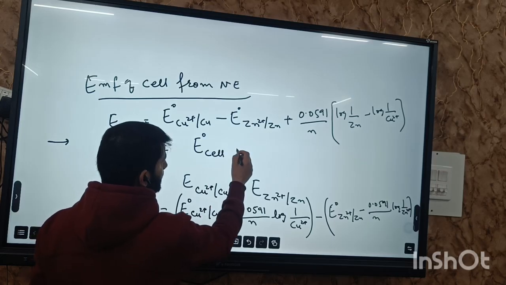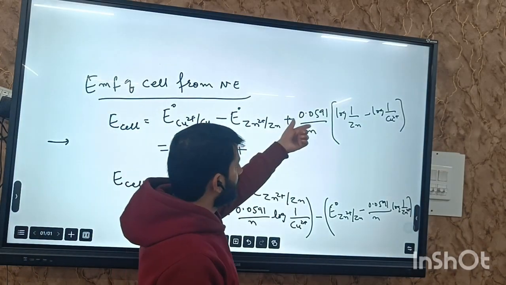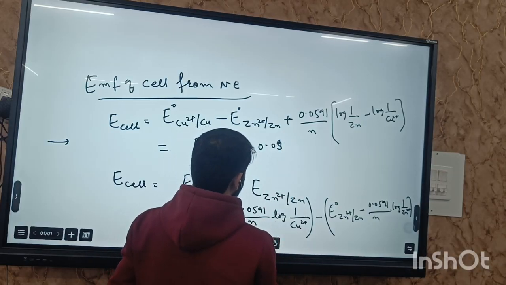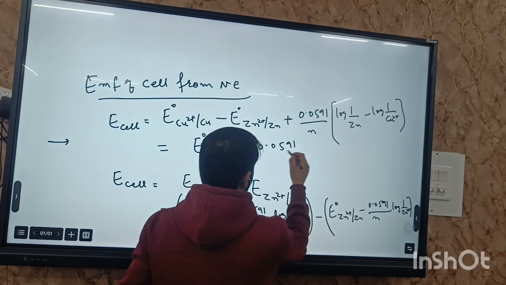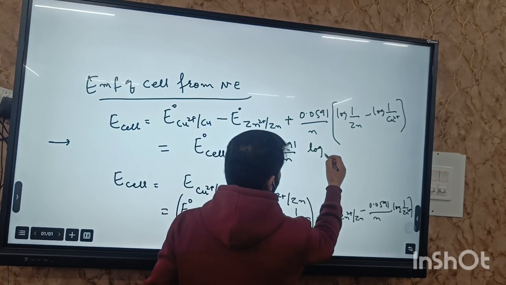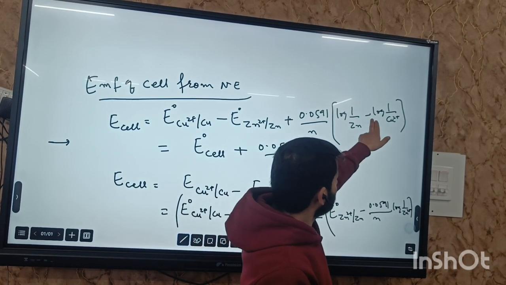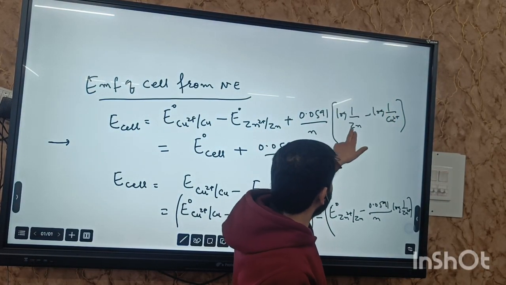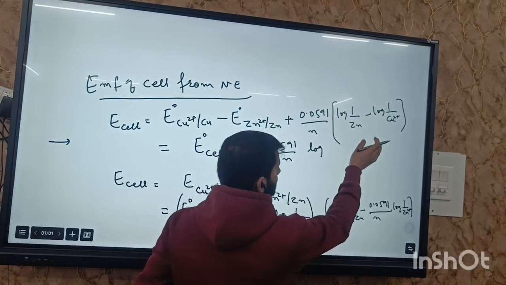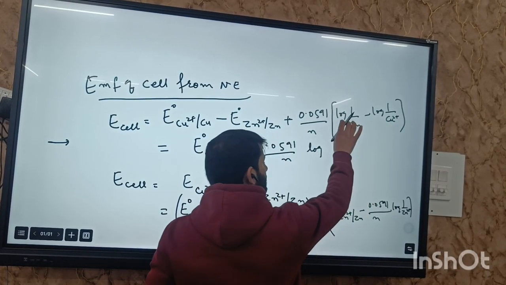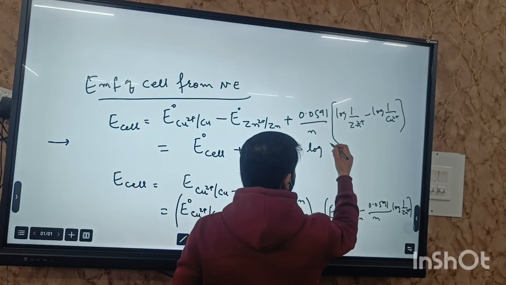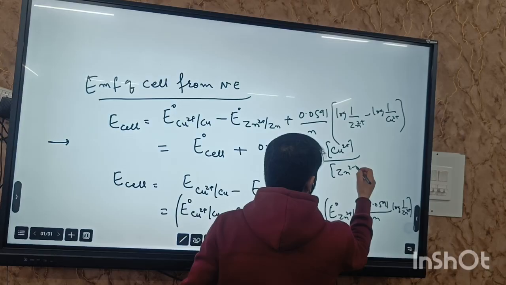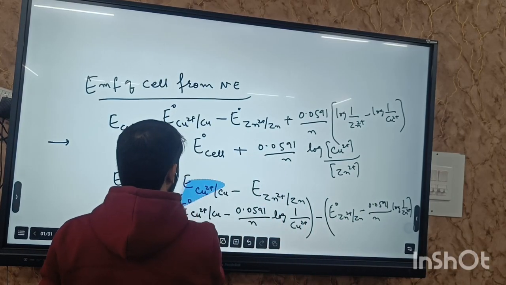This will be E naught cell plus 0.0591 divided by n log of, now see what will happen. This is minus, but this is in the denominator. So this will become positive if I take it up, and this will become negative if I take it up. So therefore this will be log of copper 2 positive minus log of zinc 2 positive. Okay, so therefore we will get log of copper 2 positive by zinc 2 positive. But this is the case when we keep plus there.